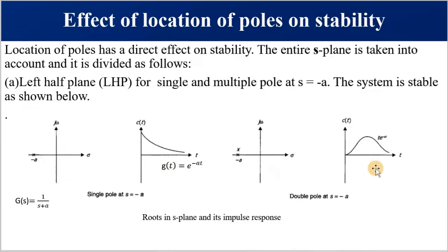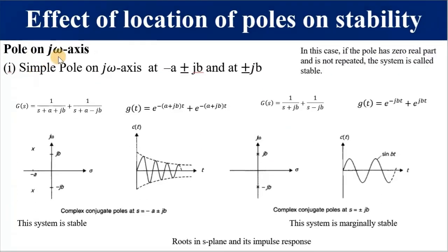Please take note, this is a stable system. Our pole is now on the j omega axis, which means it is along this. This is our j omega axis. This is our real axis, or the sigma axis. This is the symbol for sigma. The Laplace transform of that equation is this, and its time response is this. Take note of the small letter g for time response. This is a complex conjugate because we've got this imaginary part. So this is minus a plus or minus jb. This is minus a plus jb, minus a minus jb. And this is the response. Another one for plus jb and another one for minus jb.